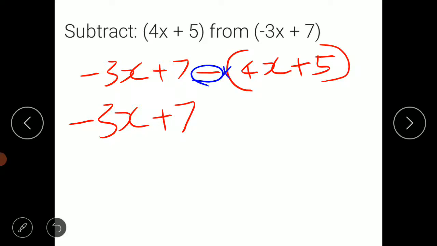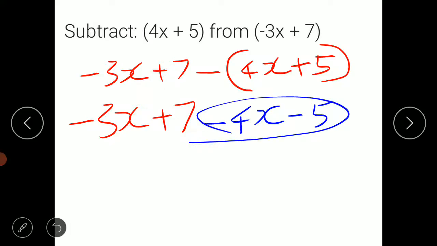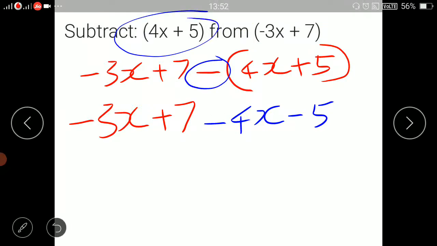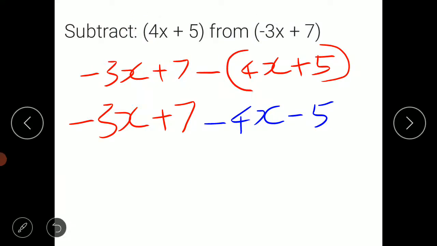Minus into plus, minus 4x. Likewise, minus into plus, minus 5. So this is an important step when we do subtraction. From this expression, you are subtracting this expression, so write this expression within the bracket. Then we open the bracket. After opening the bracket, it is simple, like addition only.